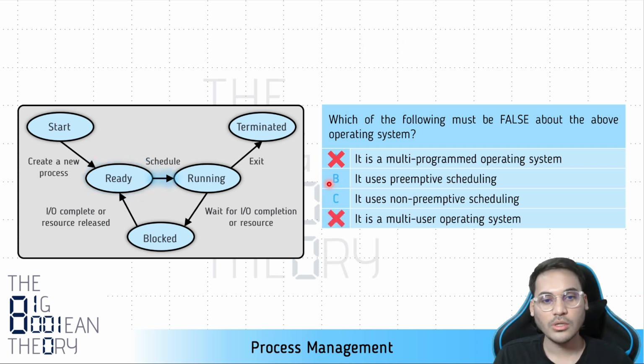So now let's talk about option B and C. Option B is saying that it uses preemptive scheduling, and option C is saying it uses non-preemptive scheduling.